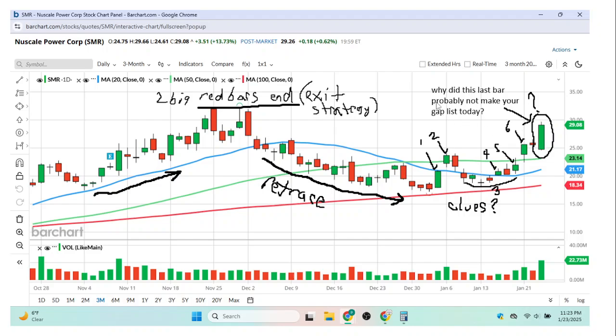My question to you guys, think about it. Why did this last bar probably not make your gap list today? Think about it. I'll give you guys 5 or 10 seconds to just study that. Just think about that for a minute. Why, if you weren't already in this stock today, why would this stock not be on your list today? Think about it.